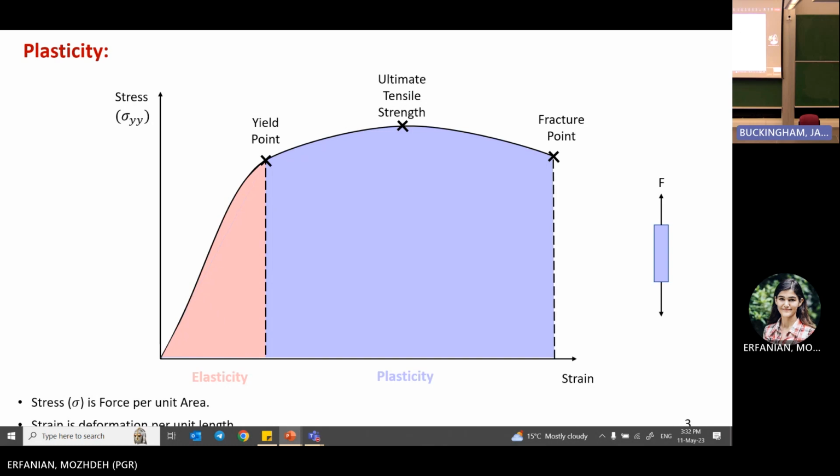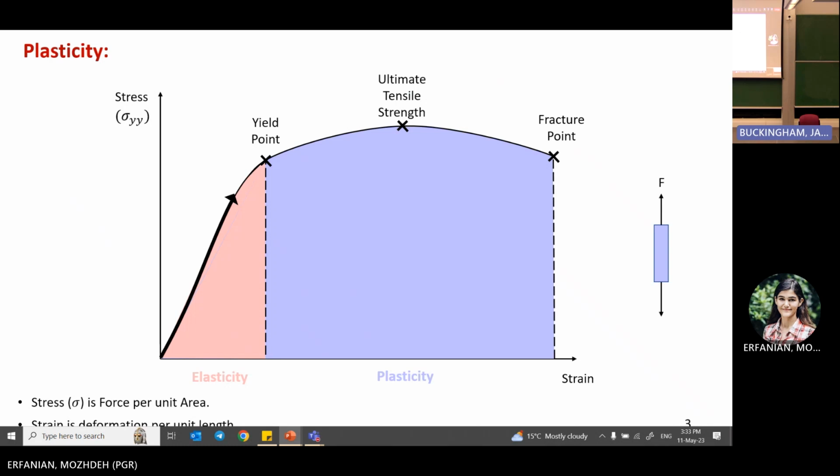The stress is force per unit area, and strain is deformation per unit length, so basically it is a force versus deformation curve. It has two specific regions, elastic and plastic. The elastic region is the region where the relationship between stress and strain is linear. If you stretch a material up to somewhere in this pink region and then release the force, you come back to the origin, so you recover all the deformation.